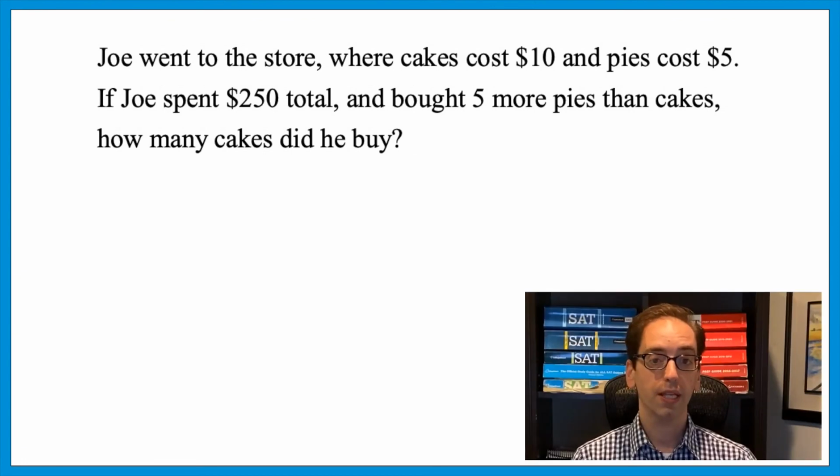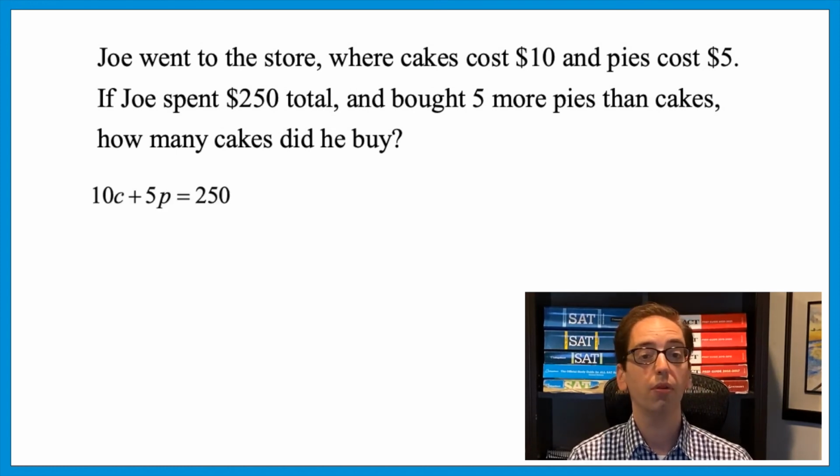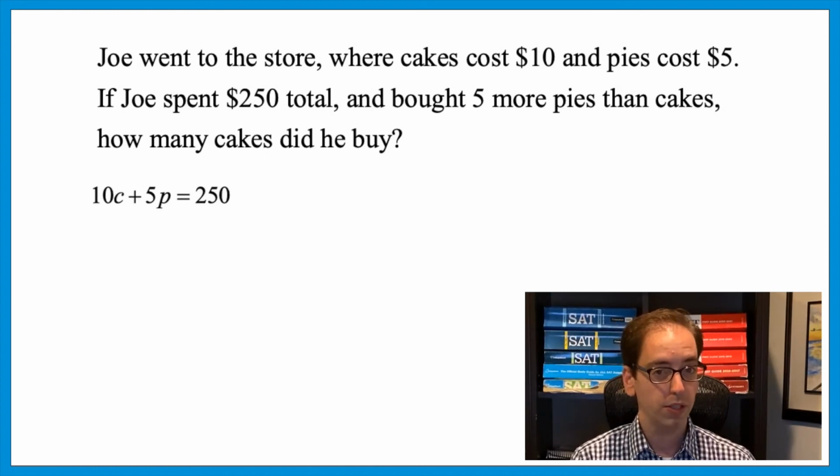This incorporates the concept of widgets from the last video, taking a number of items and multiplying it by the cost of each item. So if we called the cake C and the pies P, using the price for each, we could say 10C plus 5P equals 250. And that would be fine. However, you can't solve an equation that has 2 variables. We need to think a little more creatively. So let's talk about that.